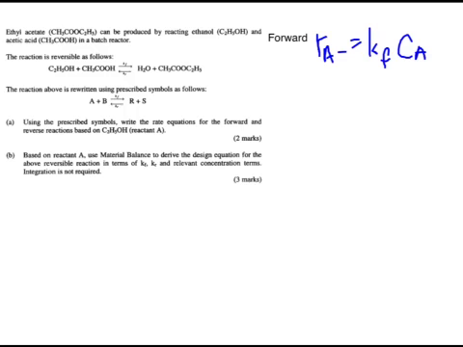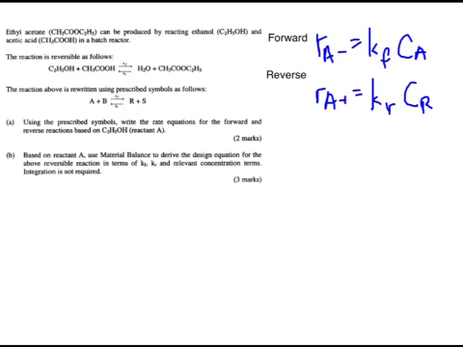For our reverse reaction, on the other hand, it is written as Ra plus, which is the rate of formation of A, equals Kr, which is the reverse rate constant, multiplied by the concentration of R.